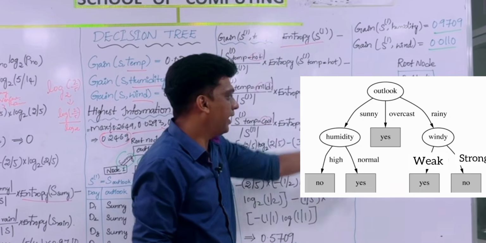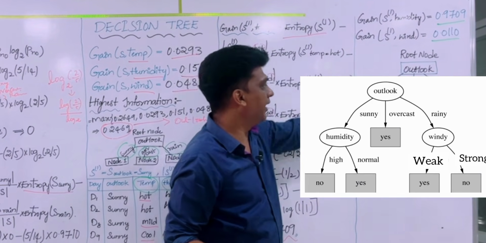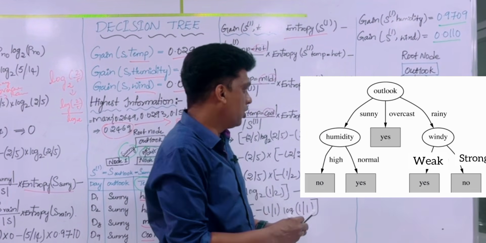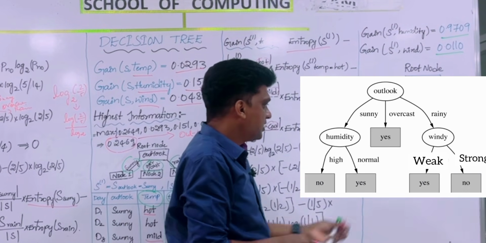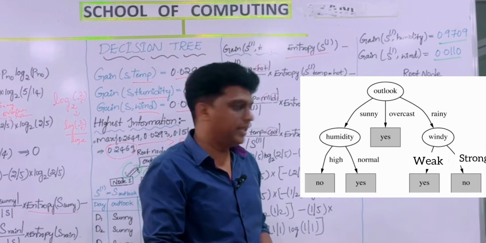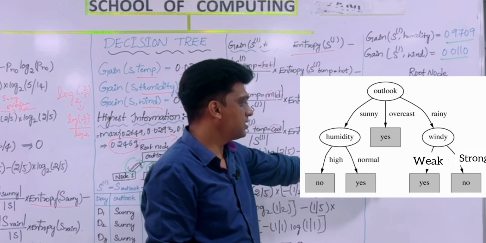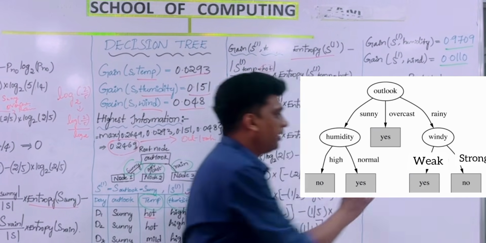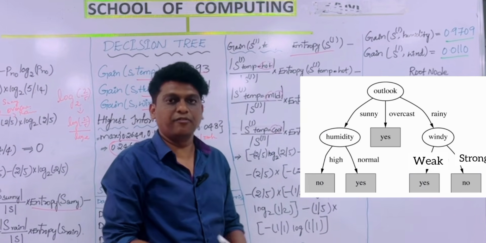Now come to the humidity category. We assign this node as humidity based on the highest gain we got here. Under humidity, from the table we have two categories: high and normal. Whenever the humidity is high, he doesn't play tennis. From the table we can clearly observe that on days when humidity is very high, he doesn't play tennis, and when the humidity is normal, he played tennis. So this is how we should draw the decision tree from the given data set.